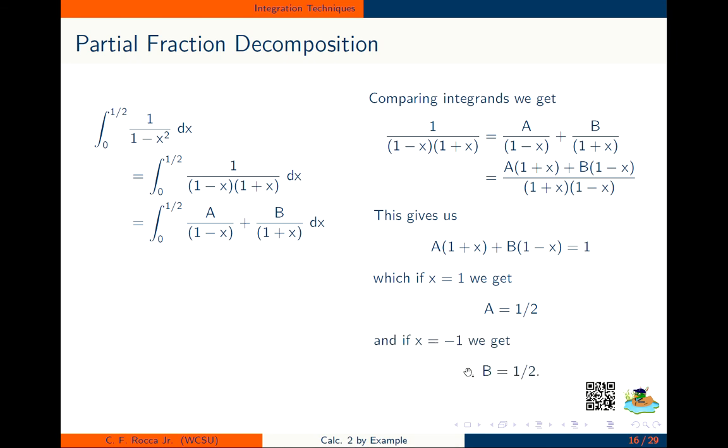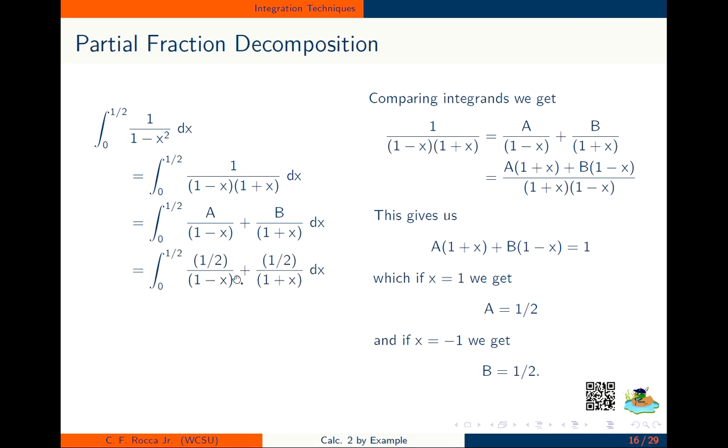And if I set x equal to negative 1, I get a term of 0 plus 2b. And so I get 2b equals 1, or b equals 1/2. So in this particular example, a and b are equal to each other. And so we have a equals 1/2 and b equals 1/2.